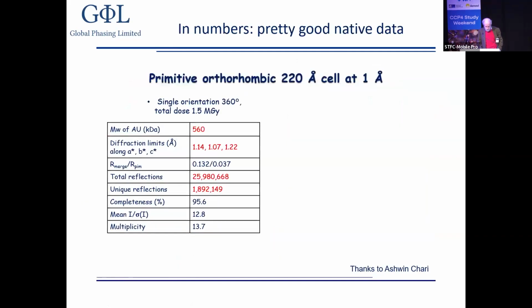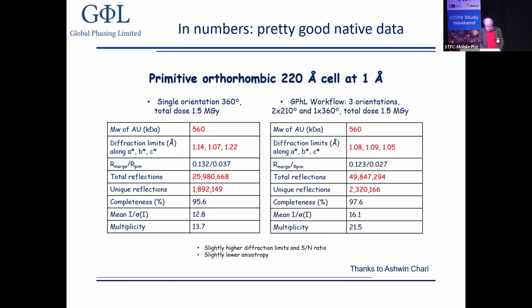So in numbers, 1.5 megagray with the standard data collection. Notice the size of the structure and the resolutions reached. This is absolutely miraculous, and it's Elam Paknia, in Ashwin's group, who grows these miraculous crystals. No doubt about it. So that was already pretty good, but with the workflow, again, using 3 orientations to distribute the same total dose, you get better resolution.